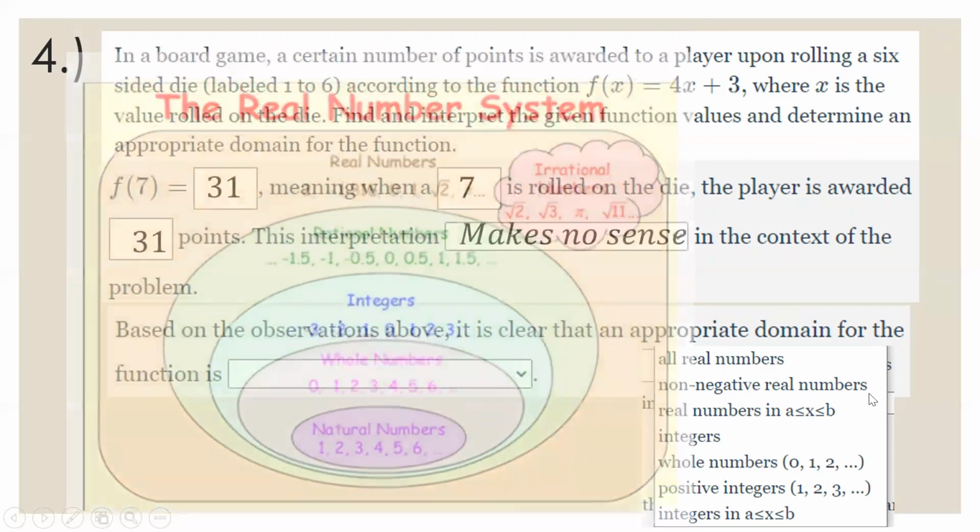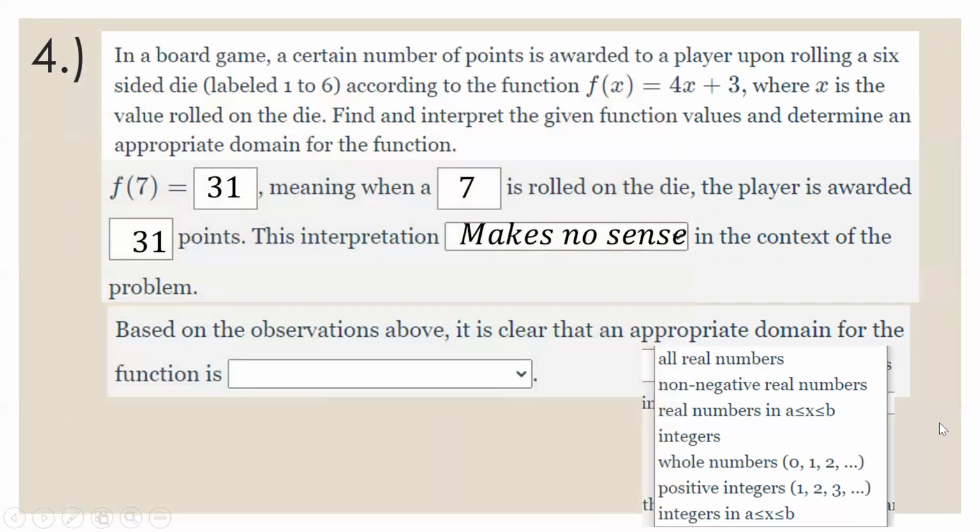So let's go back to the problem at hand. What x's could we put into this? I could only put in a 1, a 2, a 3, a 4, a 5, and a 6. So real numbers from A to B, we wouldn't be putting in any decimal numbers, so that's not it. Non-negative real numbers, but that still means I could do positive 1.5. That doesn't work. Integers are any positive or negative numbers. I can't roll a 0, so whole numbers is out.